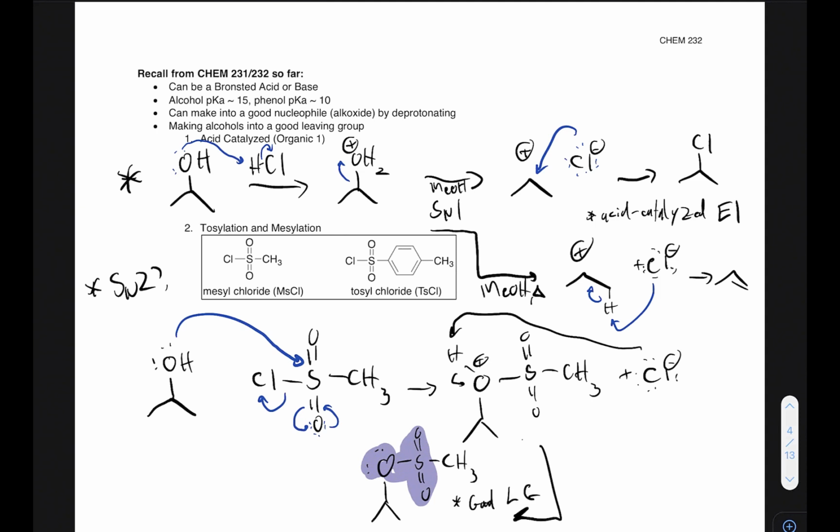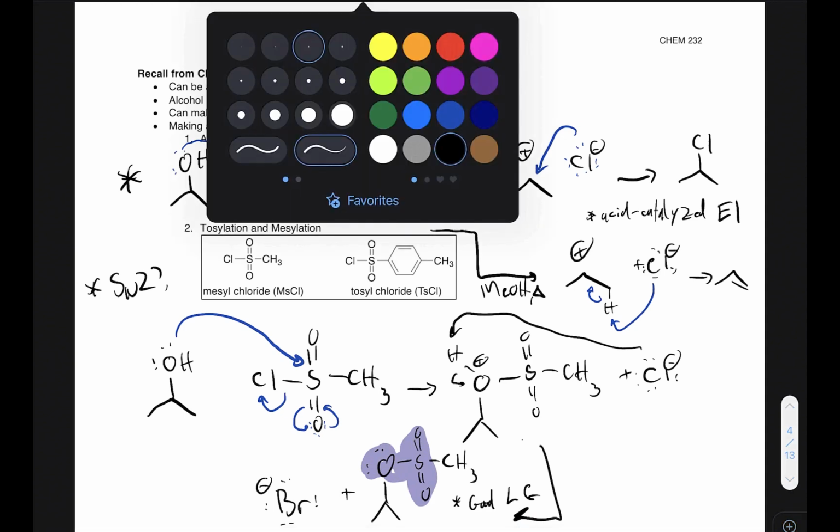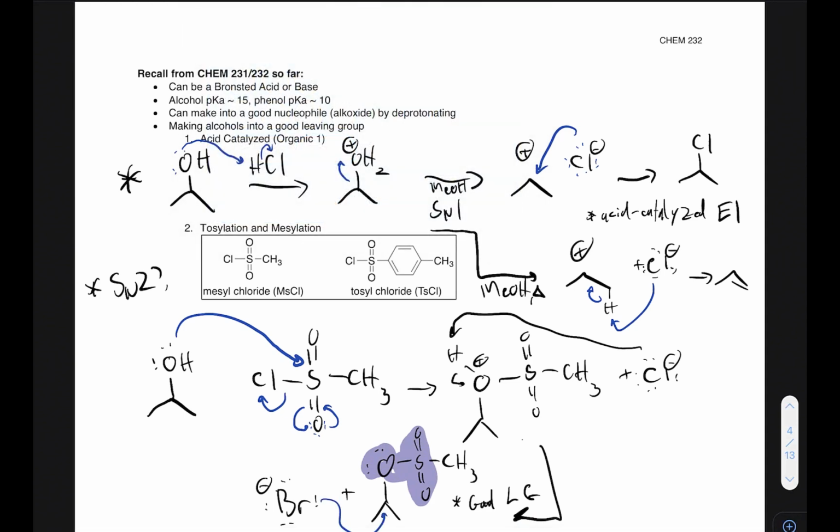And so now we can have a situation where we have a nucleophile come in, let's say Br minus, or really any nucleophile, can come in and remove this as a leaving group.